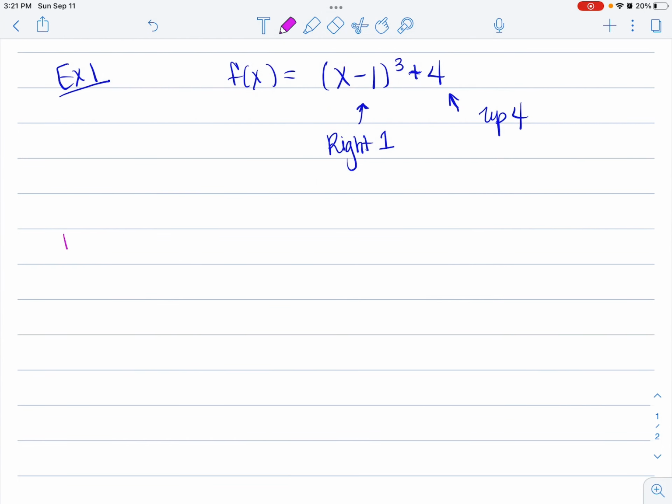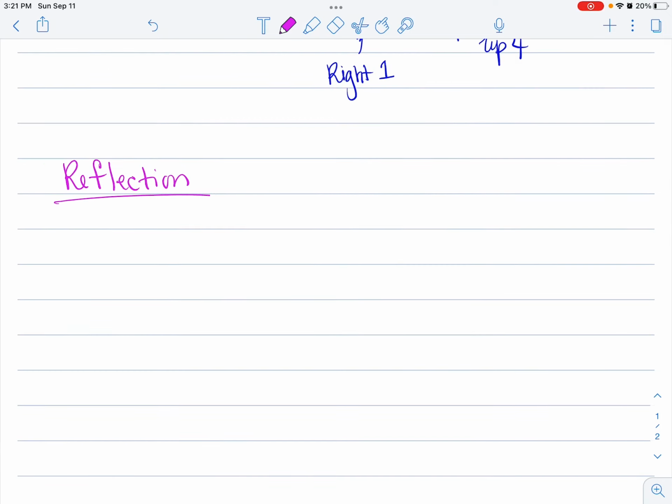Not iffy, it's just different. Okay, so reflection is another kind of transformation. And of course we know what a reflection is. This just means it's going to flip it. And so there are actually 3 kinds of flips. In geometry we sort of only did 2. We kept it pretty simple.